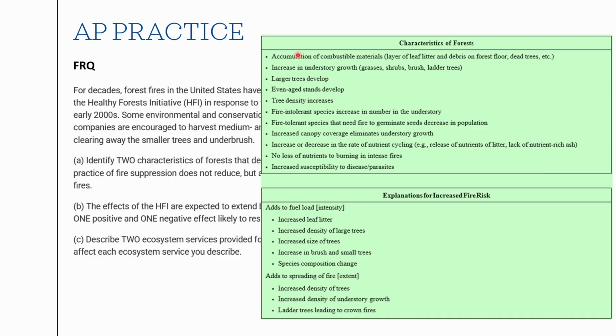So any of these would be a characteristic of forests that have not been allowed to burn, right? So the accumulation of combustible materials or increase of the understory. So all of these are concerns there. And then explanation of why these things are a fire risk. Well, it adds fuel, right? So there's more things to burn, or more ability for forest fires to spread. Okay, so that's basically how you would get those points.